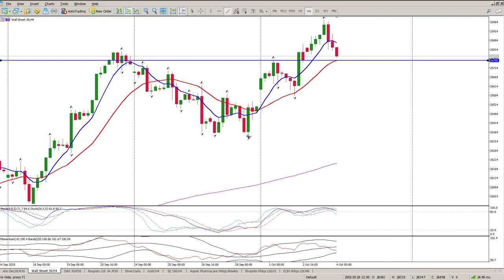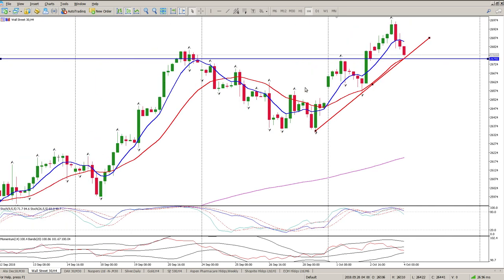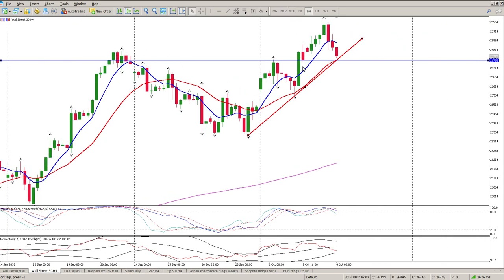Now, we have this diagonal line, which does coincide with a moving average as well as a previous swing high. So there is an ambush zone sitting here, and we'll look at that on the half hour now. That's kind of what we're looking at the moment.